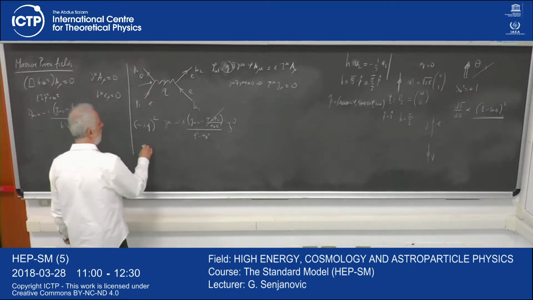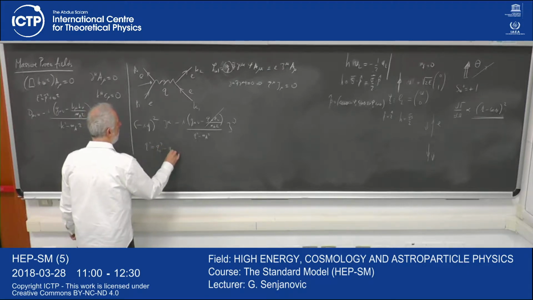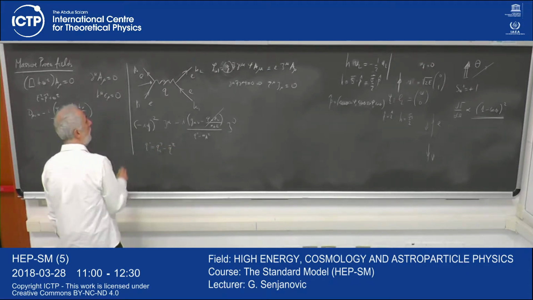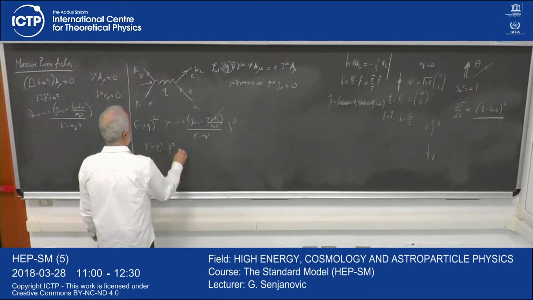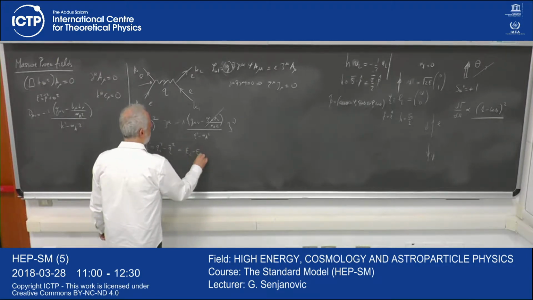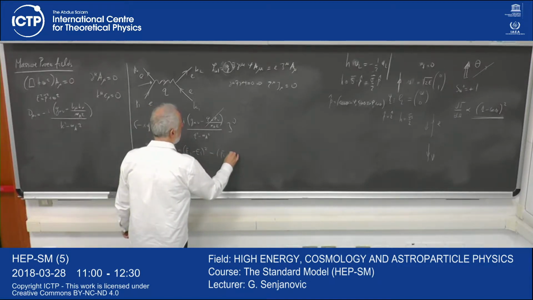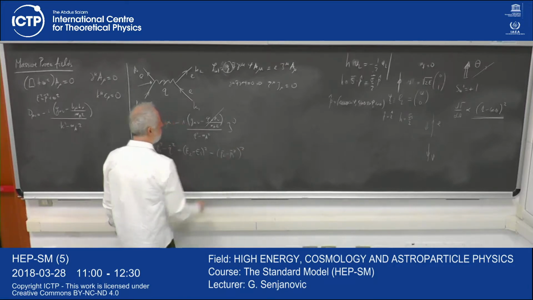The q squared is q0 squared minus the three-momentum squared. And this will be, for example, with p2: E2 minus E1 squared minus p2 minus p1 squared.